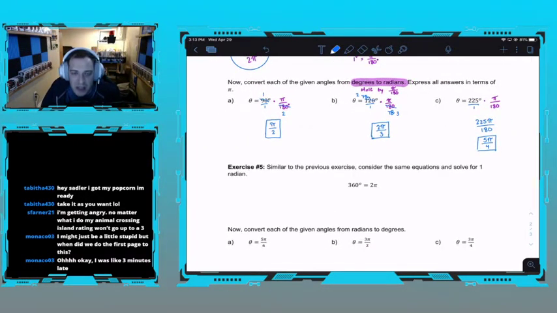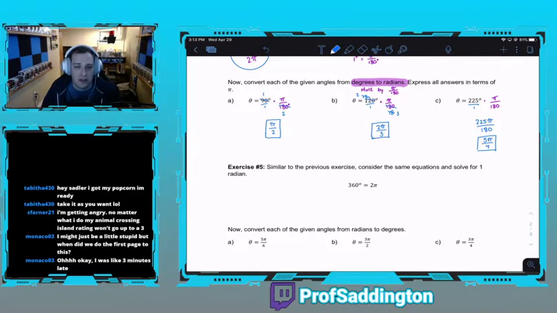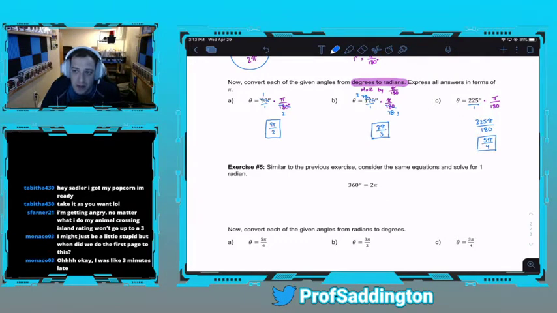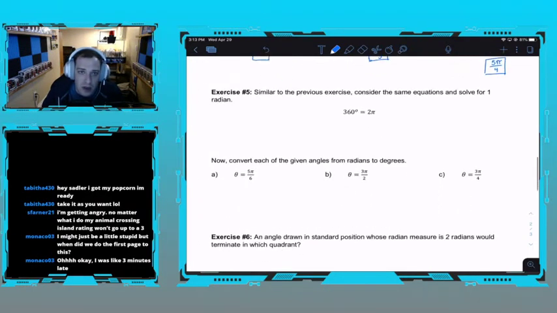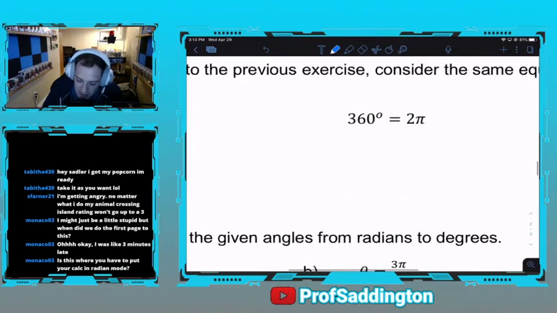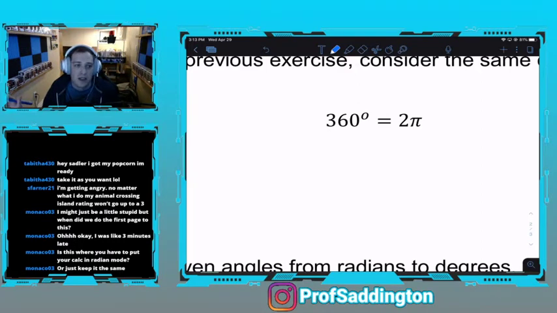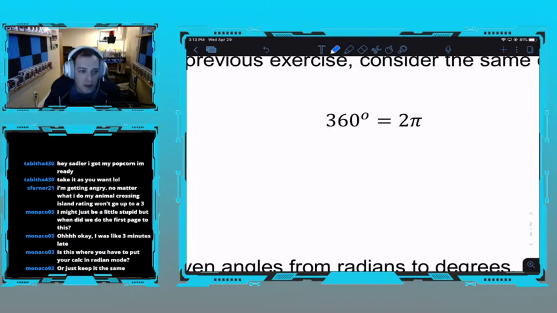The bottom of the page is just going in the opposite direction. So now what we want to do is we want to solve it for 1 radian, not 1 degree like we did up top. So if I want to take the same little formula, because I told you guys 360 degrees and 2 pi are the same exact thing. Okay? Or just keep it the same. Yeah, you can do that, Ella.